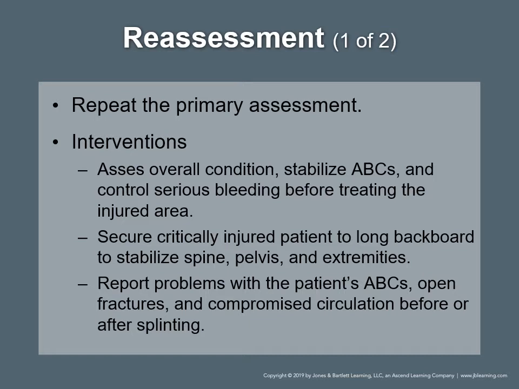Secure a critically injured patient to a long backboard to stabilize the spine, pelvis, and extremities. Provide prompt transport to the trauma center. Perform the primary survey at the scene. Provide rapid transport, reassessing the patient en route to the ED. If the patient has no life-threatening injuries, take extra time at the scene to stabilize obvious injuries and perform a more thorough evaluation. Report problems with the patient's ABCs, open fractures, and compromised circulation before and after splinting.